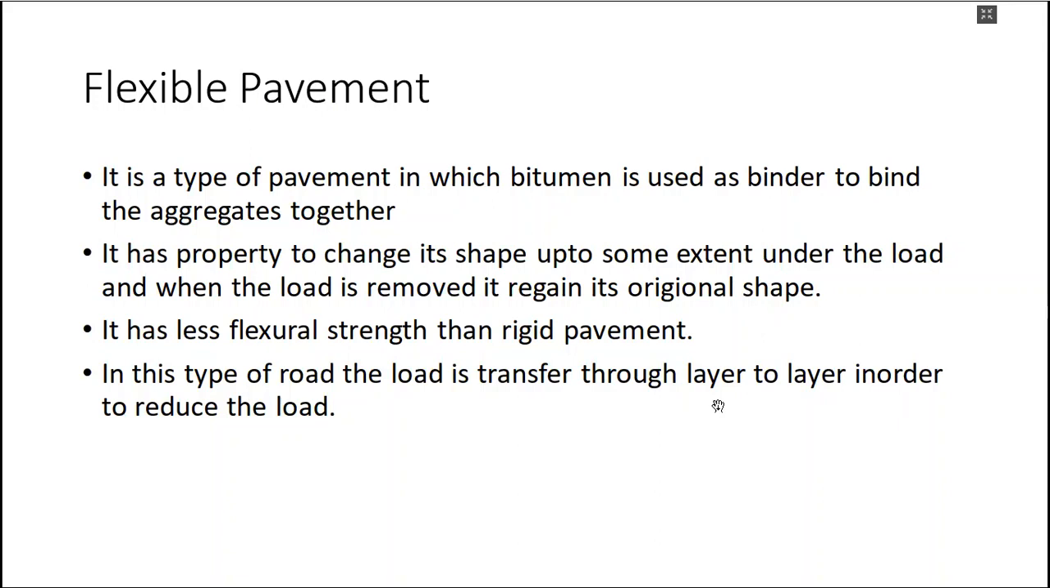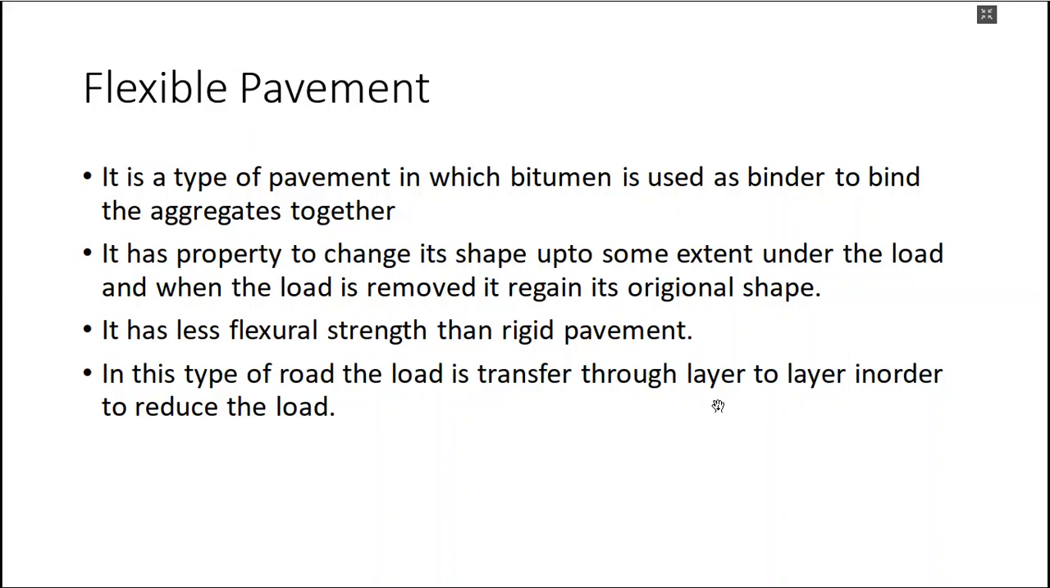Bituminous material has a property of elasticity. When some load or traffic moves on the surface, it will deform in a certain shape up to the elastic limit, and it regains its shape when the load is removed. So it has a property to change its shape up to some extent, which is the elastic limit, under the load, and when the load is removed, it regains its original shape.